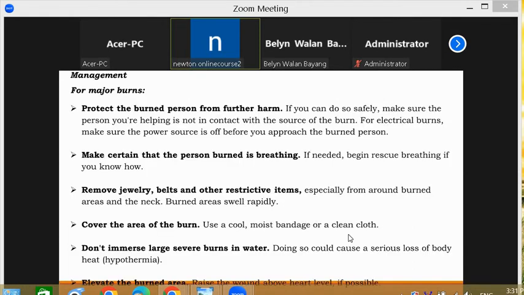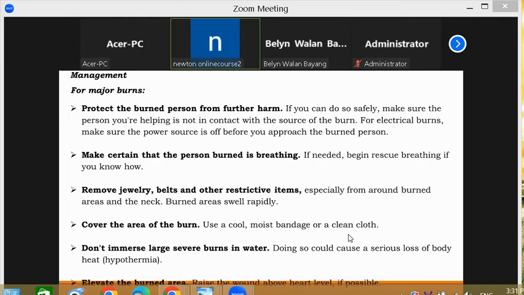So what management can we give to the patient? Okay, so what are they for major burns? Major burns, we know, is a third-degree burn. Okay, third-degree burn is the major one. Protect the burned person from further harm.